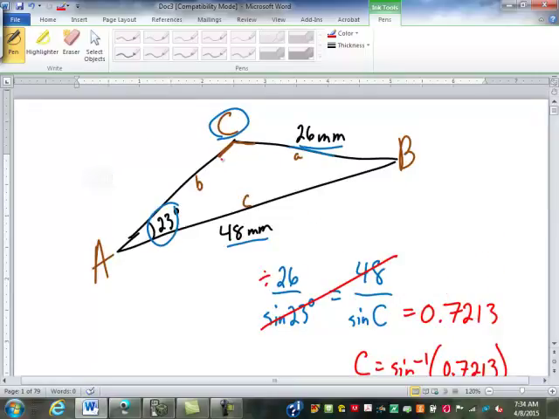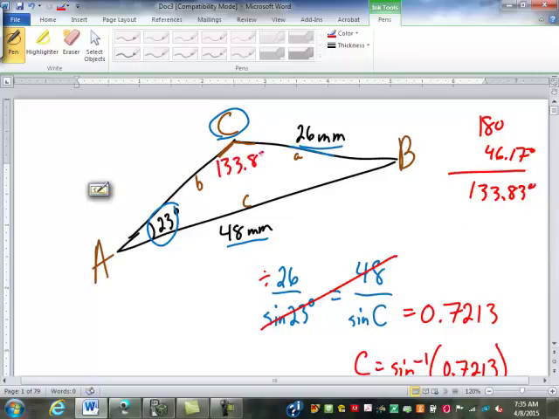So angle C. But that's an obtuse angle. Since that's an obtuse angle, that means 180 minus 46.17 degrees, which is 133.83 degrees. That's why I gave you the picture, and that's why I pointed out that that was an obtuse angle, because when you go to label that as 46 degrees, it should stick out to you that something's wrong there.